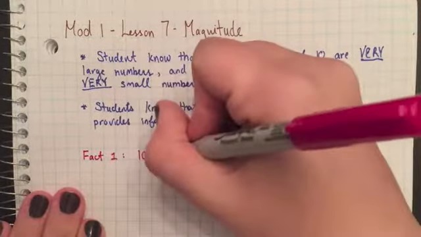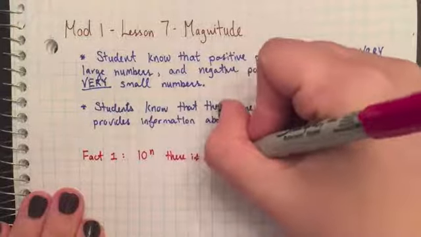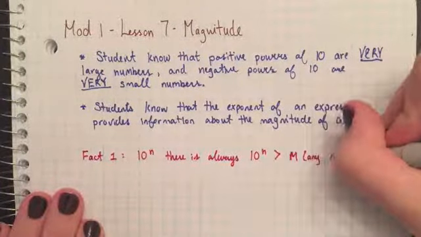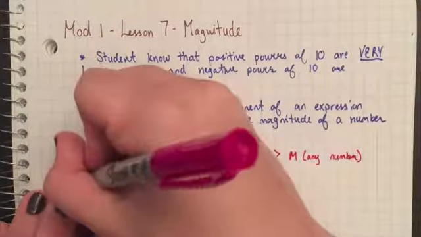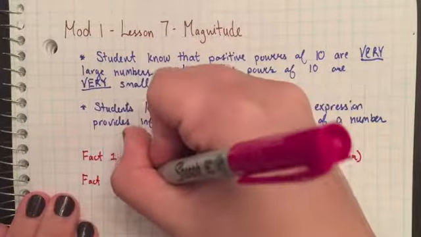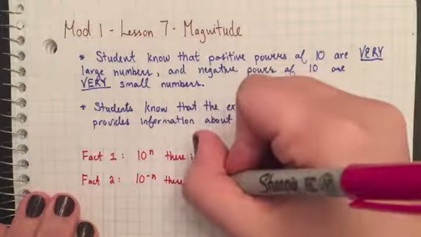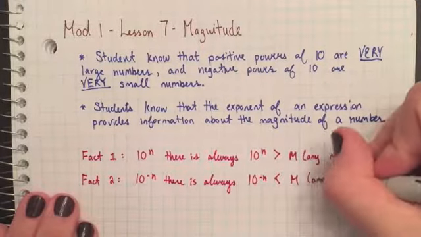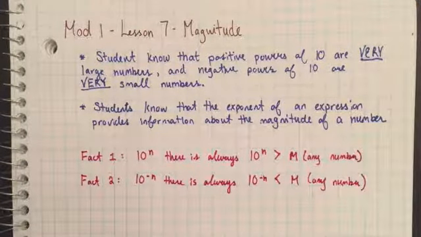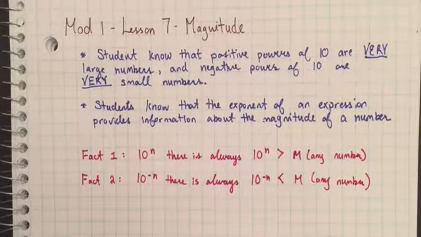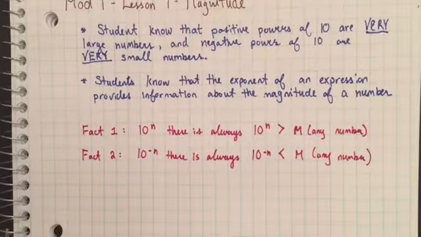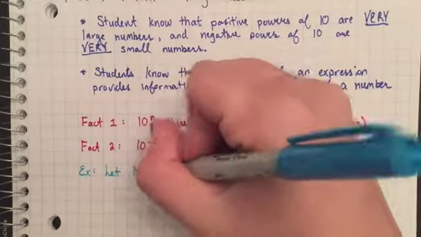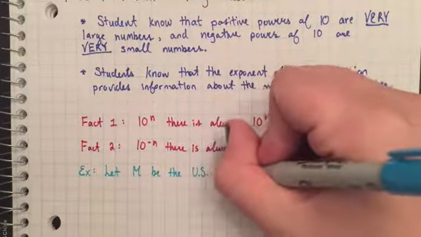So let's look at two facts about magnitude. The first fact says there's always a 10 to the nth power that is greater than a number m, for any number. The second fact says that there's always a 10 to the negative n that's less than a number m, for any number. So, given any number in the world, I can find a value 10 to a power that's larger and smaller than that number m.